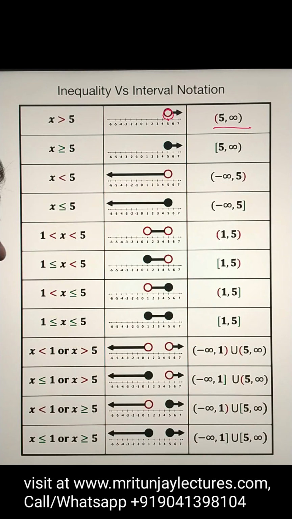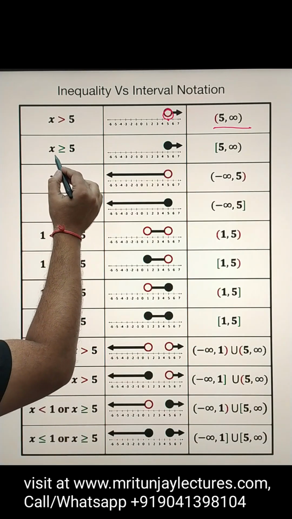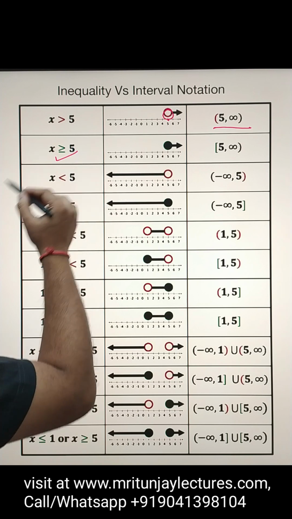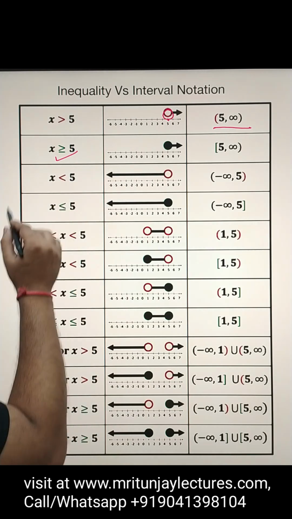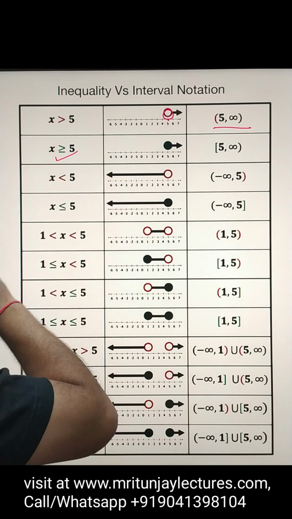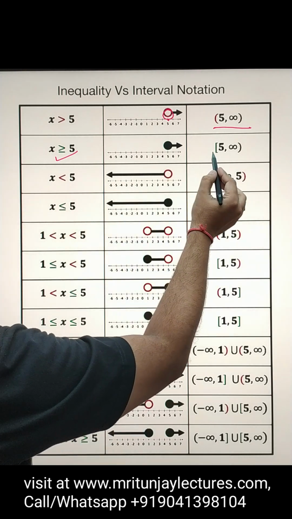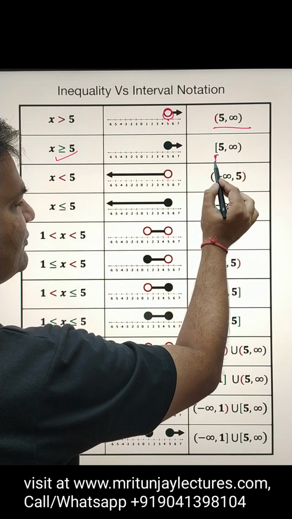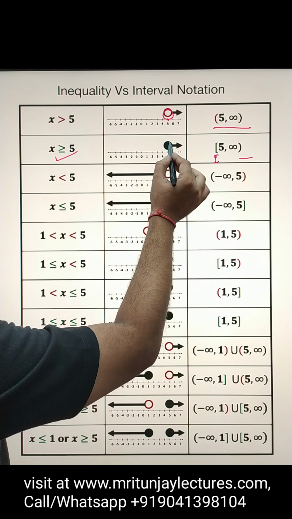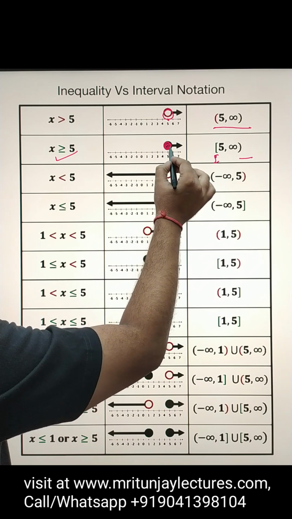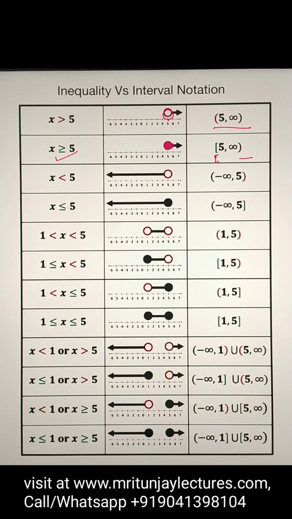After that, the next one: if x is greater than or equal to 5, what is the meaning of that one? It means the closed interval from 5 to infinity, and this one is represented by a dot, a filled dot.